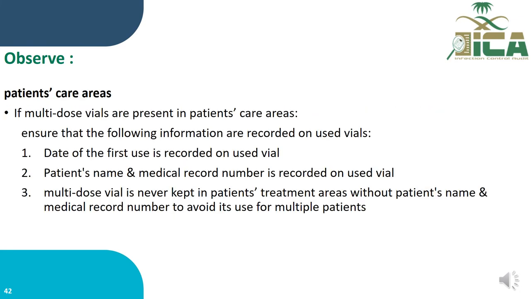You also need to observe the patient care area and check whether any multi-dose vials are used instead of single dose vials and present in the patient care area. If a multi-dose vial is present in the patient care area, you need to ensure that the date of the first use, the patient name and the medical record number are recorded on the used vial, to be used for only one patient.